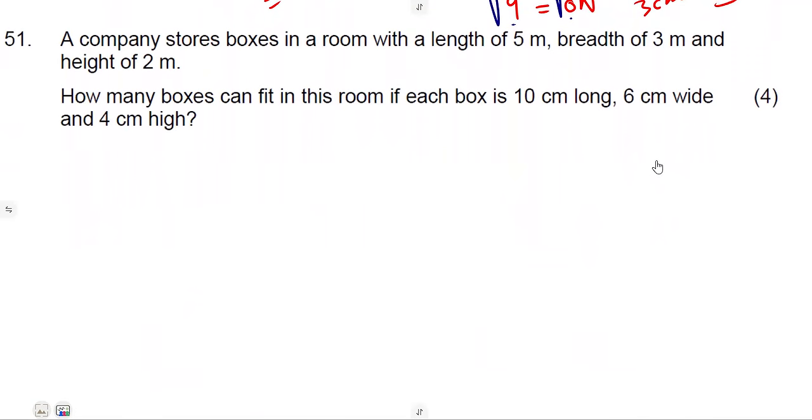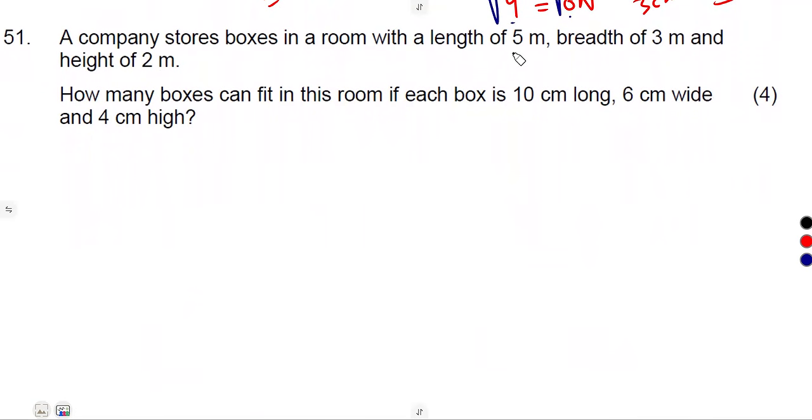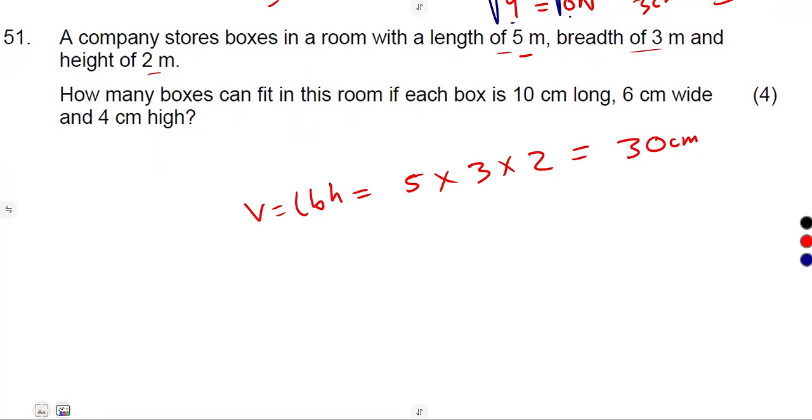51, a company stores boxes in a room with these dimensions. All right, guys, length times breadth times height is volume, from the LBH. So length 5, the height, length times breadth times height. That was going to give us the volume, which is 30 cubic units. Okay, that's the volume of the room that you're given. How many boxes can fit in this room?